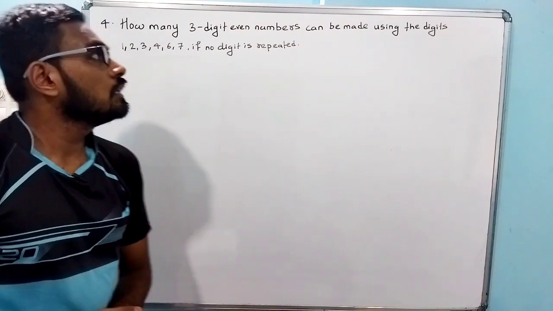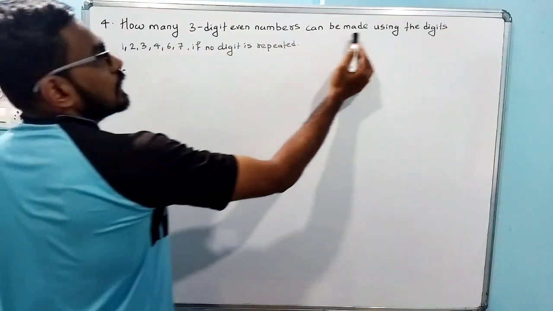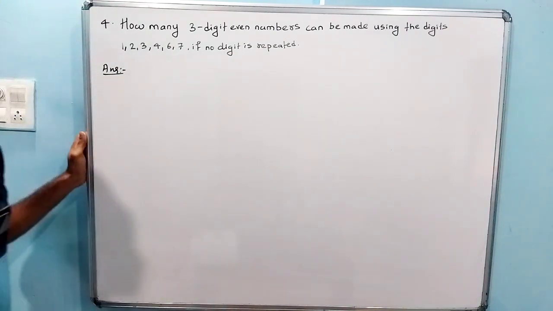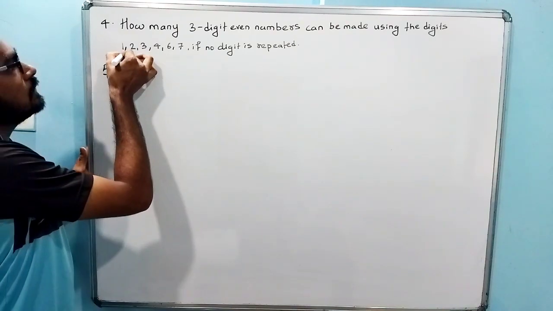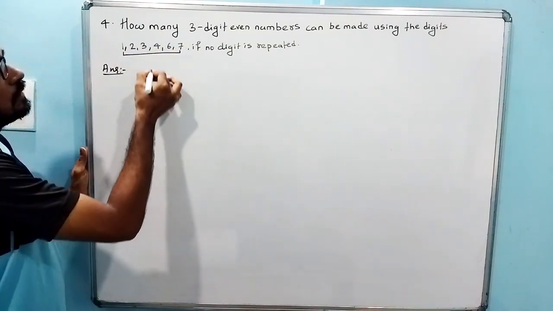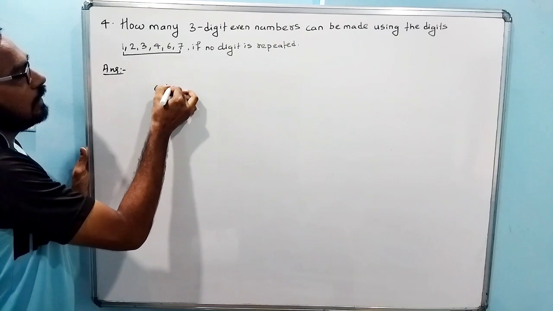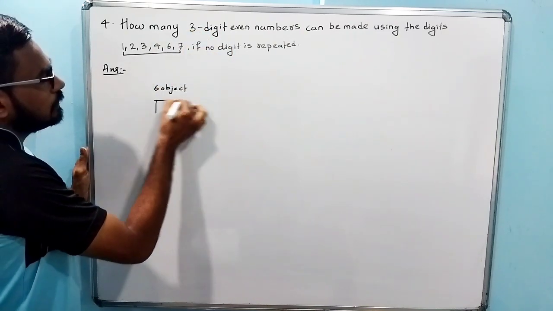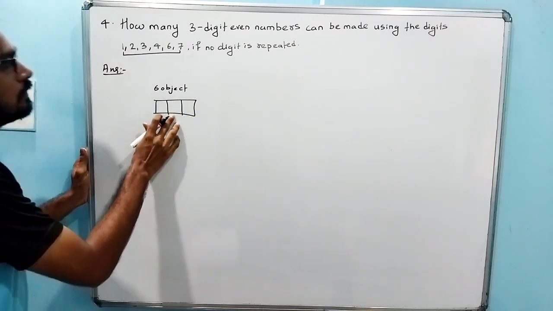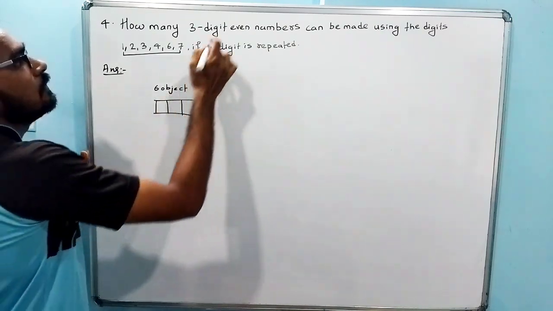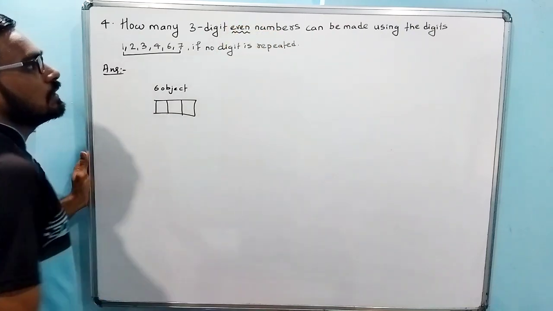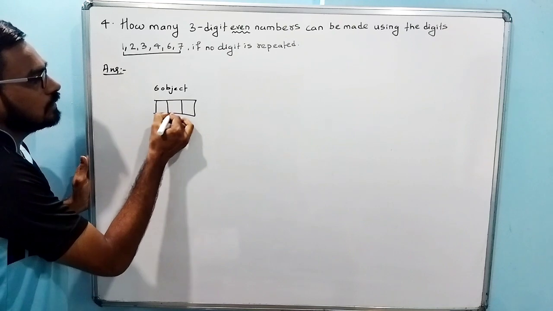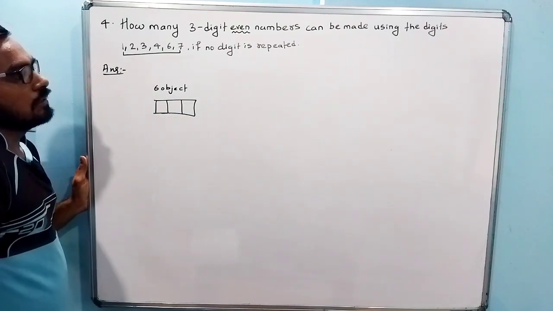Okay, next question. How many 3-digit even numbers can be made using the digits 1, 2, 3, 4, 6, 7 if no digit is repeated? We have 6 digits here, that is 6 objects, and we have to form 3-digit even numbers. That means we have 3 places now, and since we have to form even numbers, the last digit should always be even.